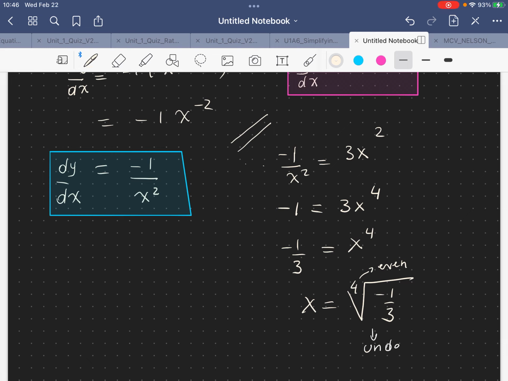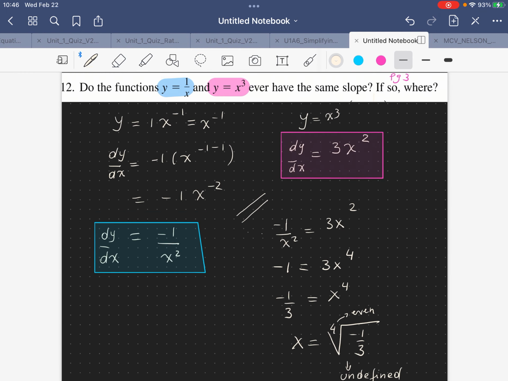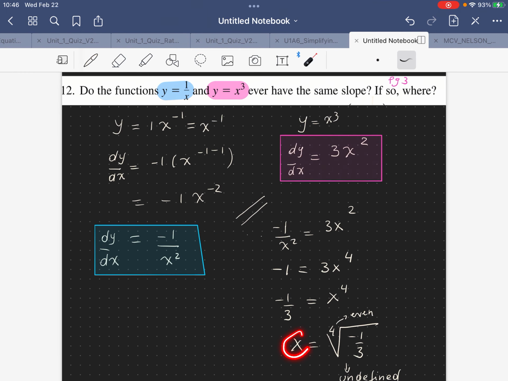So what does that tell us in terms of our question asked? If we are unable to find an x value that guarantees that the derivatives, or the slopes of the tangents, at each respective function are the same, it means that it is not possible to have the same slope.